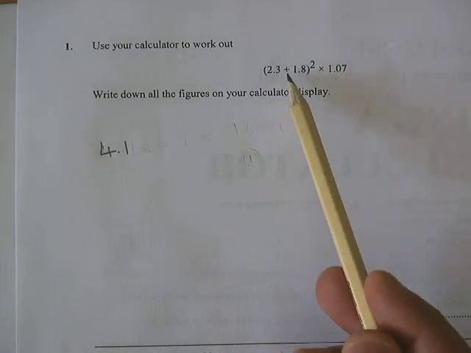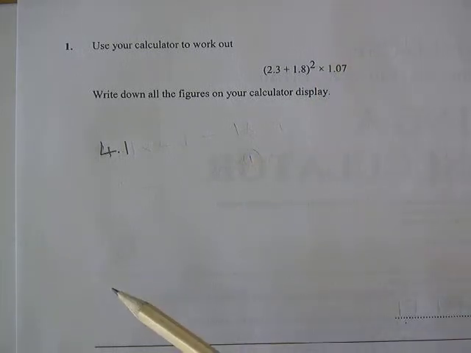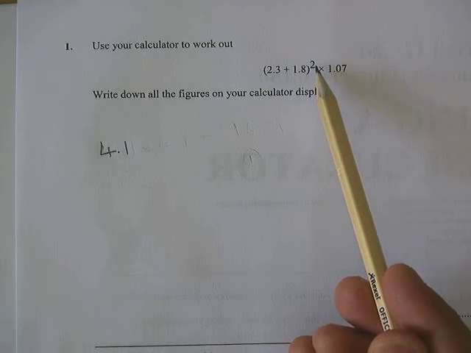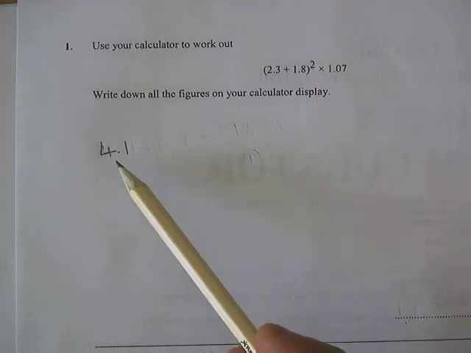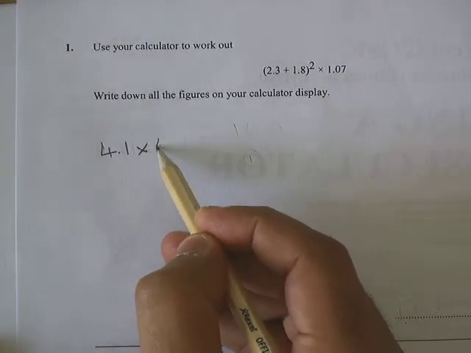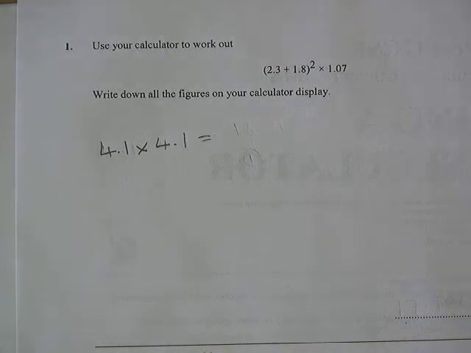Now we've done everything within the bracket. Now we need to square that answer. Now there's a little bit of a misconception here. People think that squaring a number, just because there's a 2 there, you times that number by 2. That is incorrect. You actually square that number, and to square a number you times that number by itself. So the actual calculation would be 4.1 times 4.1.